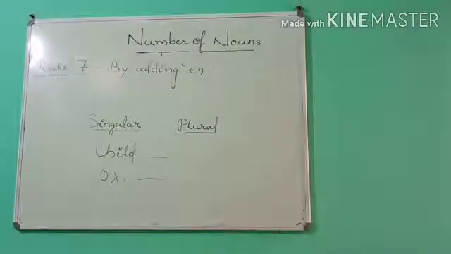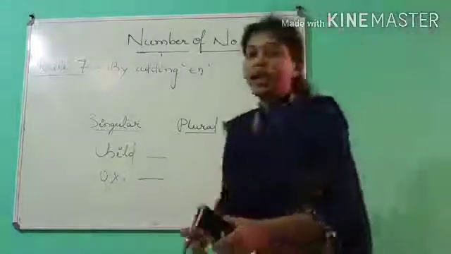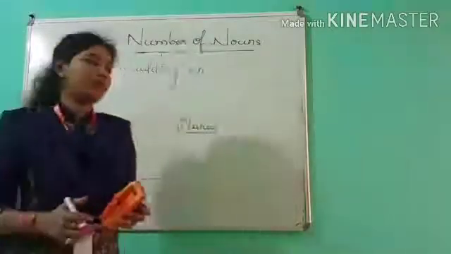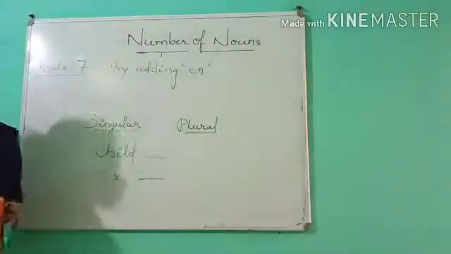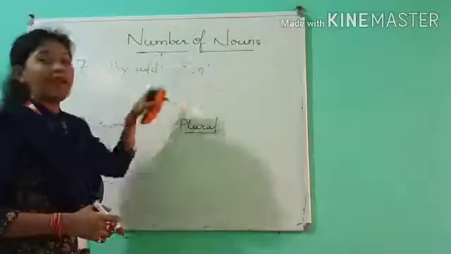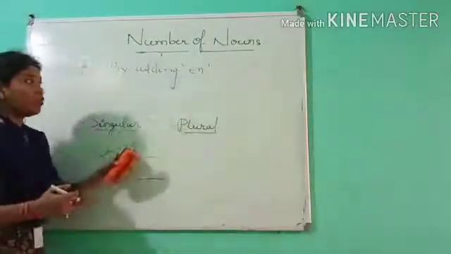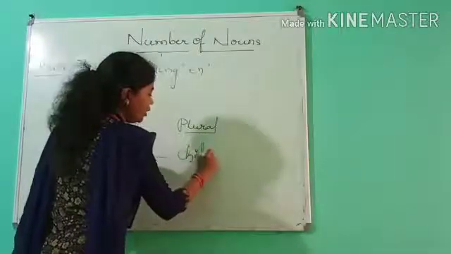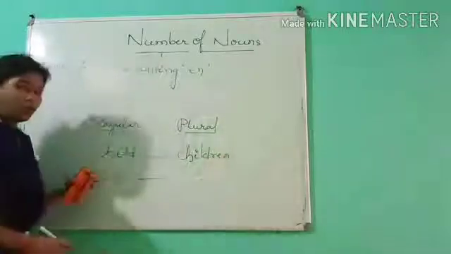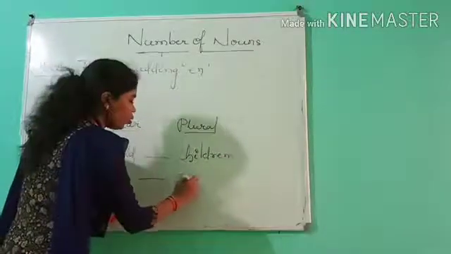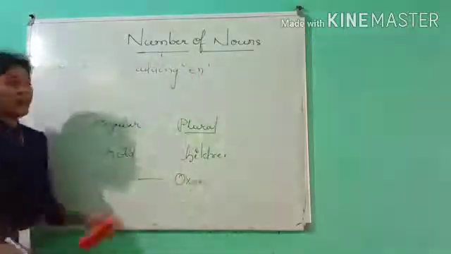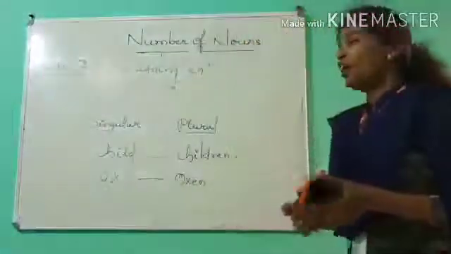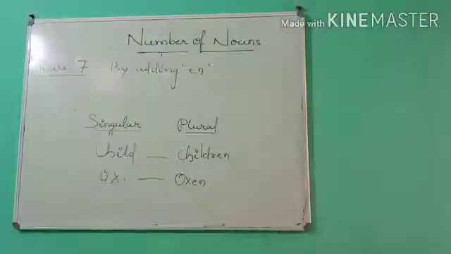Talk about rule number 7, where rule number 7 says that we need to add EN to the end of this particular word. So here I have written 2 types of words, that is child and ox. So what is written here? By adding en to it. So at the end we will write en. So child will become children, CHILDREN, children. And what about ox? It will become oxen, OXEN. So the word has en added to it and it forms a new plural form of that word. Child becomes children and ox becomes oxen.